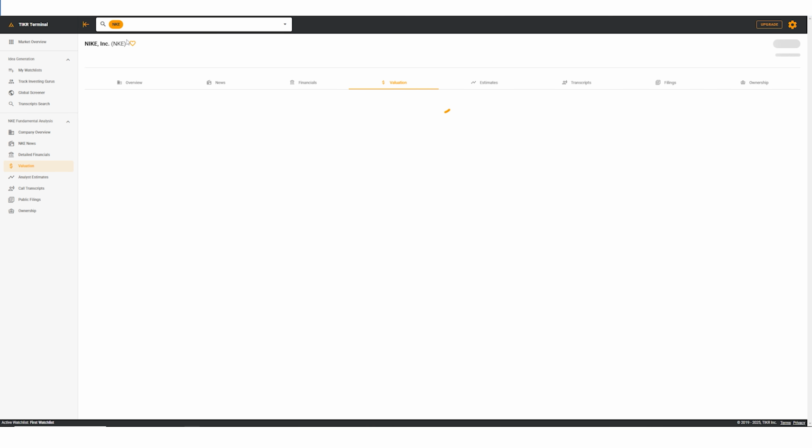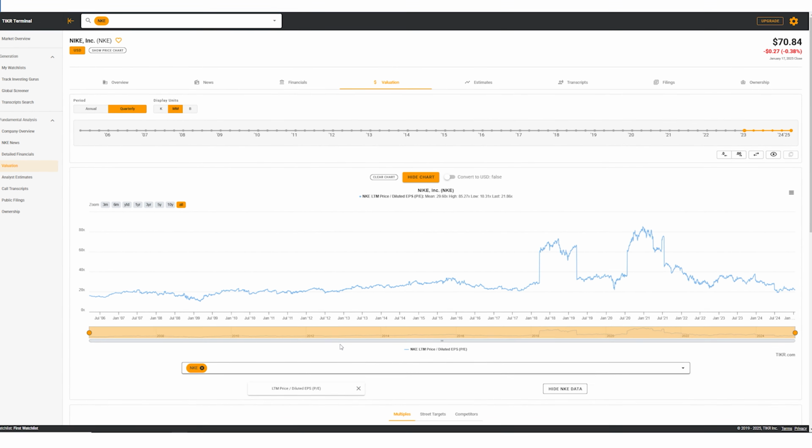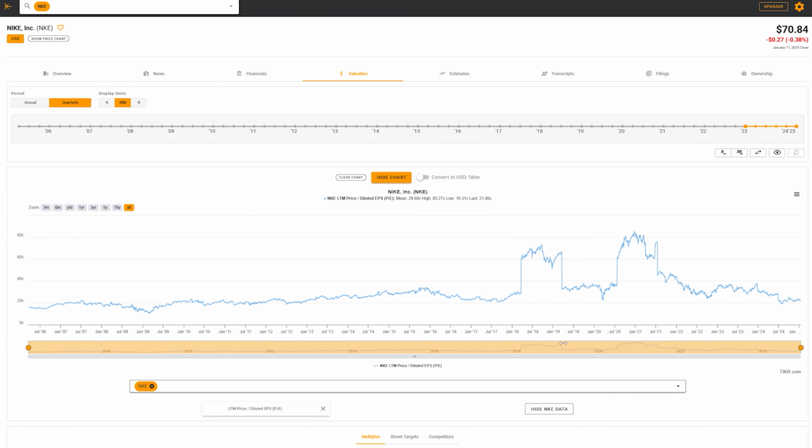To get it, we'll use the TIKR Terminal, for which you'll need to create a free account. We can search for Nike, then navigate to the Valuation tab and scroll down to find the PE ratio in trailing multiples. This section provides a historical view of where Nike's PE has traded over the years. For Nike, we can see two notable peaks, one in 2018 due to the Tax Act and another in 2020 during the pandemic. The average PE over this period is 29.61.